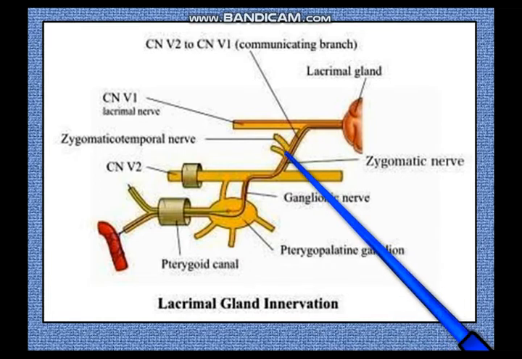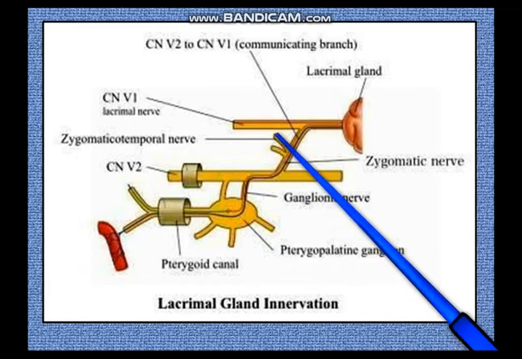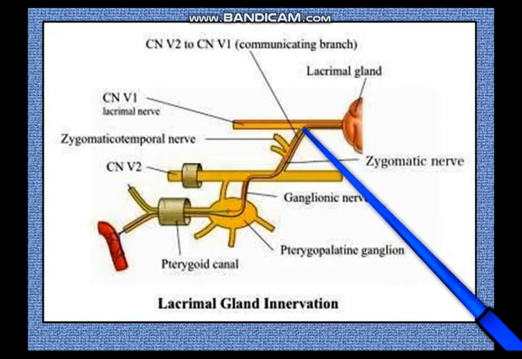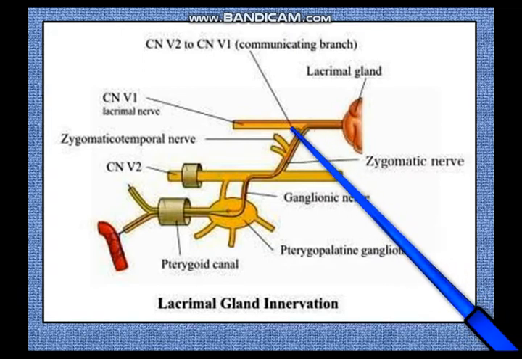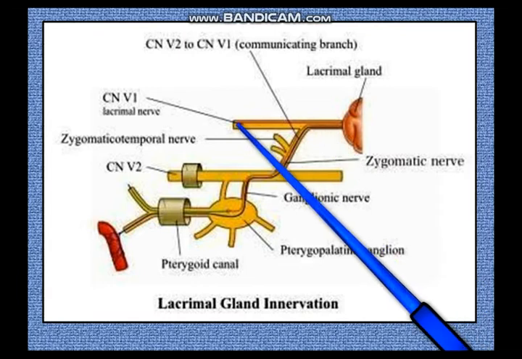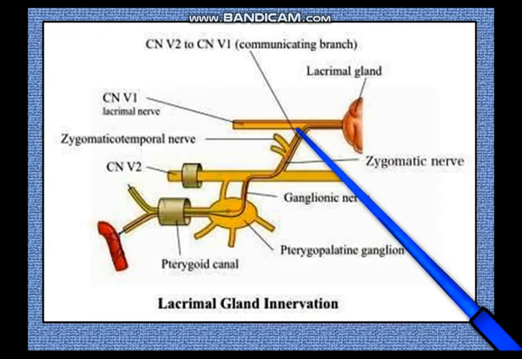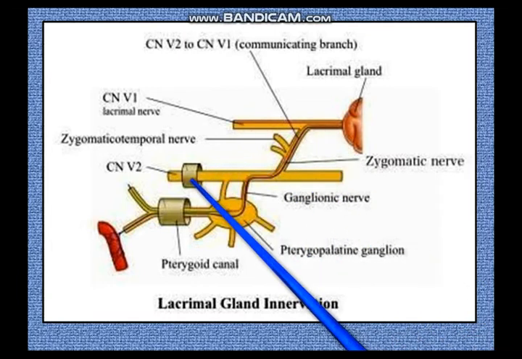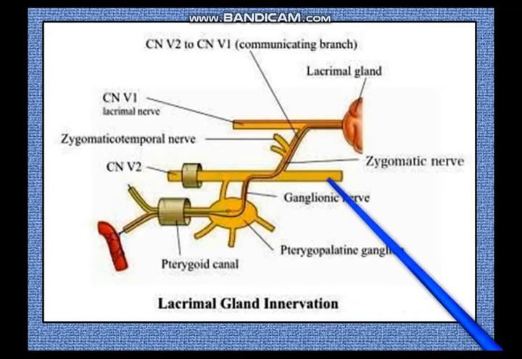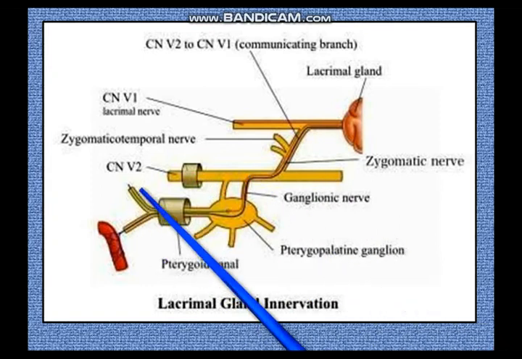and you have the communicating branch from the zygomaticotemporal nerve. You know the zygomatic nerve gives the zygomaticofacial and zygomaticotemporal, and from the zygomaticotemporal nerve you have the communicating branch, this communicating branch to the lacrimal nerve. So lacrimal nerve is part of the ophthalmic division of the trigeminal nerve, and zygomatic nerve is part of the maxillary division of the trigeminal nerve, and facial nerve is another cranial nerve altogether.